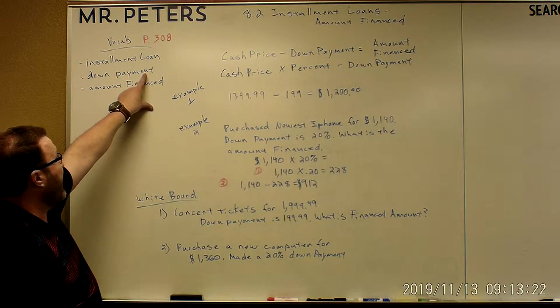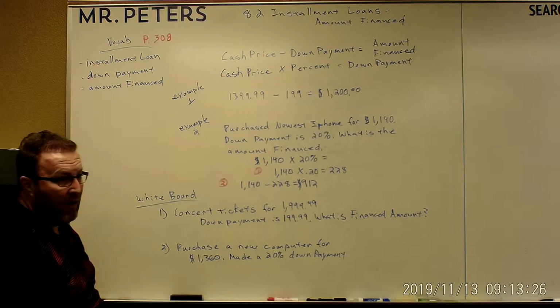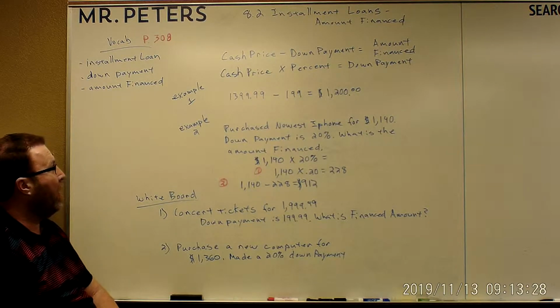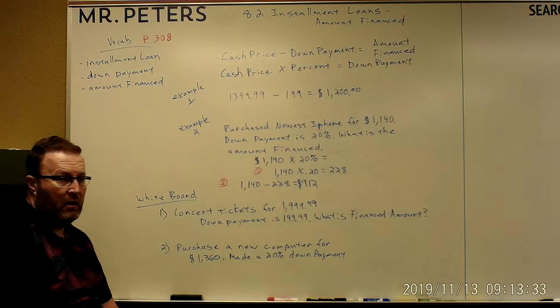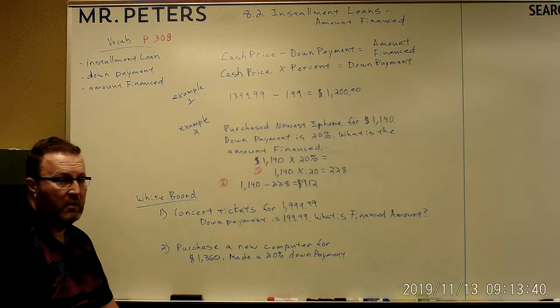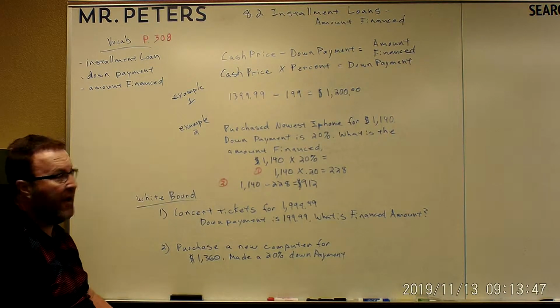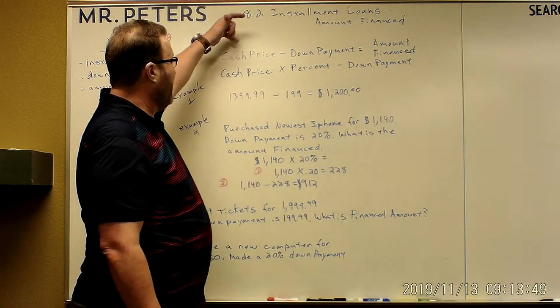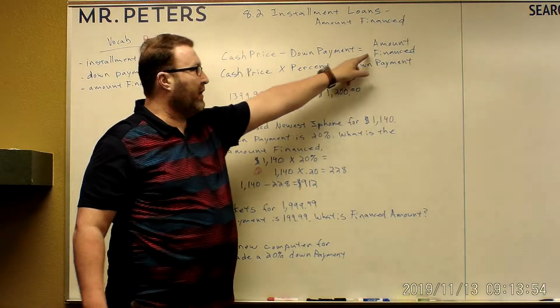Amount financed: after we take the down payment, subtract it from the amount that you're buying something for, that gives us our amount financed. Example one: Trudy is buying gym equipment for $1,399. She makes a $199 down payment and finances the remainder. It's asking for the amount financed. So we have two formulas. The cash price, the amount you're buying something for, minus that down payment gives you the amount financed.